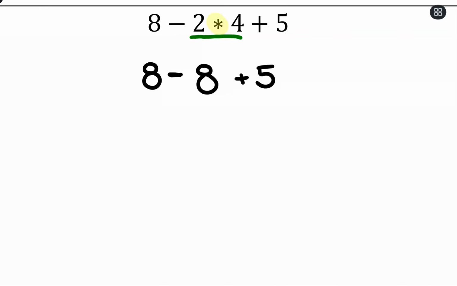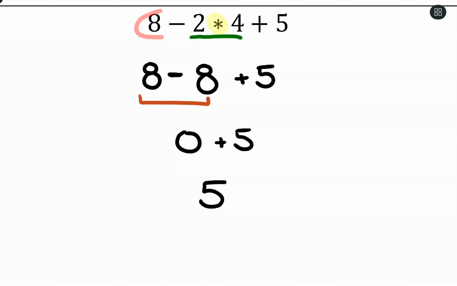So everything else stays the same. We don't do any subtraction or addition. Multiply first. Now multiplication, division's done. So now we're just doing addition, subtraction, and we're going to go from left to right. So I'm going to start with the 8 minus 8, which is 0. Then we still have this plus 5. 0 plus 5 is 5. And we're done. But the most common mistake with a problem like this is people doing the 8 minus 2 first. We can't start with subtraction. We need to take care of any multiplication division first before we can move on.